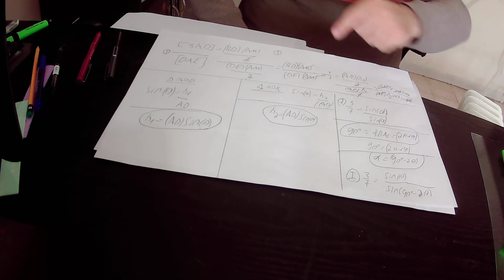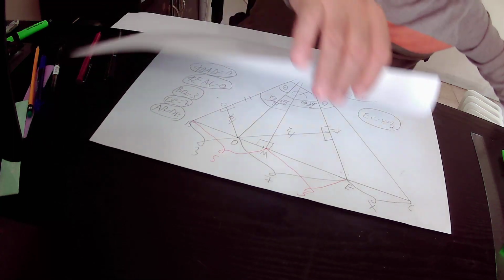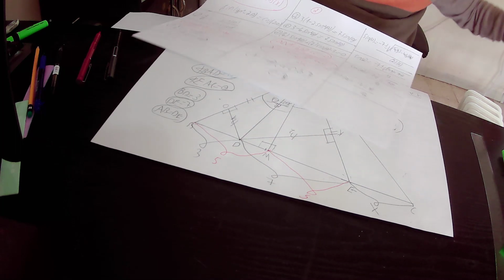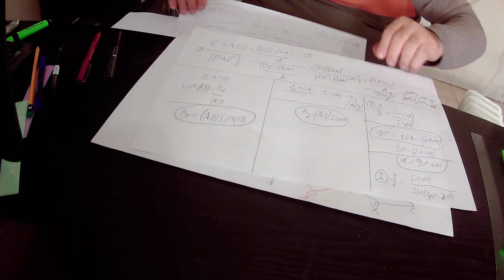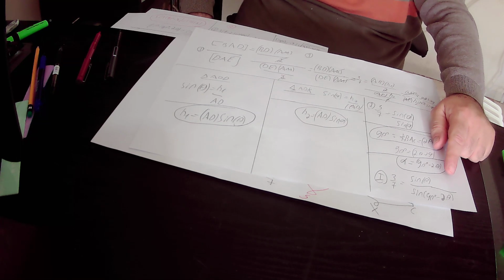Then we just multiply equation number 1, but before that we have the trigonometric identity.